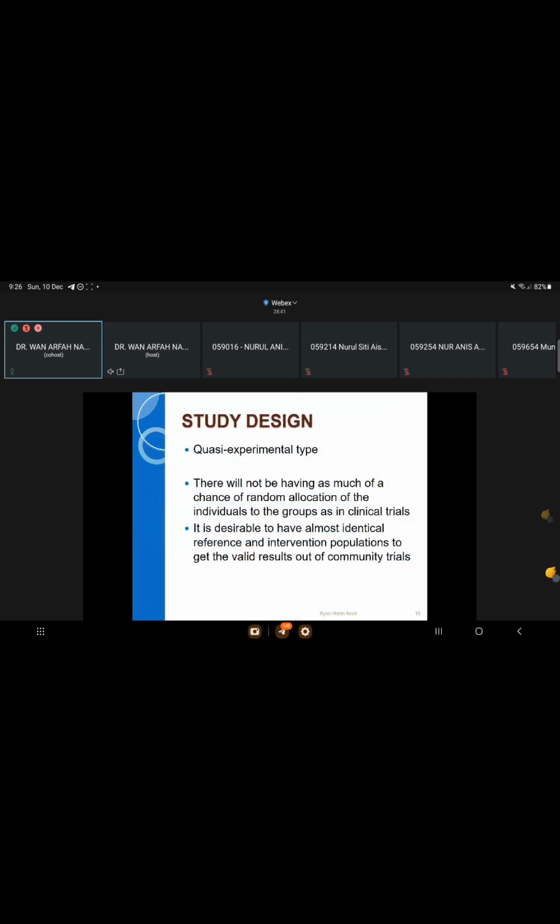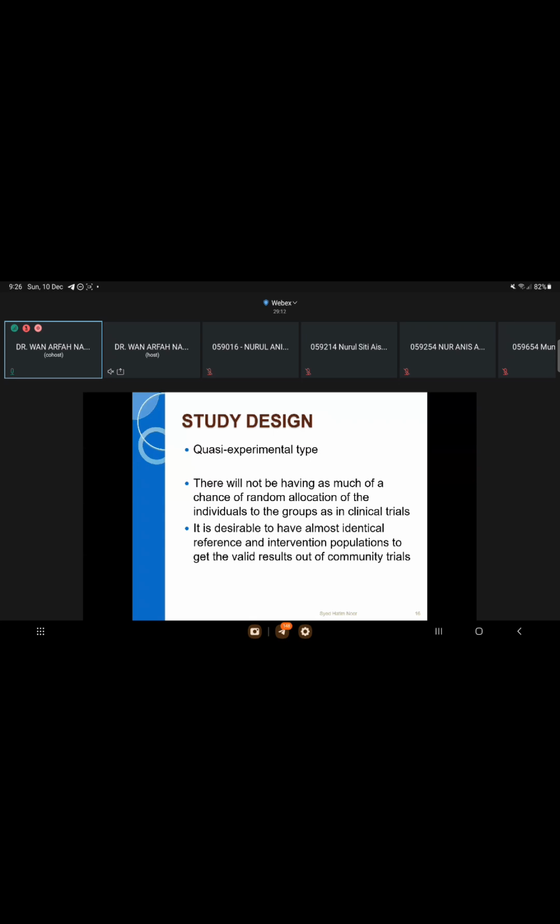In the trial itself, there are a few, we call it a design. For example, quasi experimental type. This quasi experimental type is also one of the trial. One of the trial. However, in this type of design, randomization is not there.